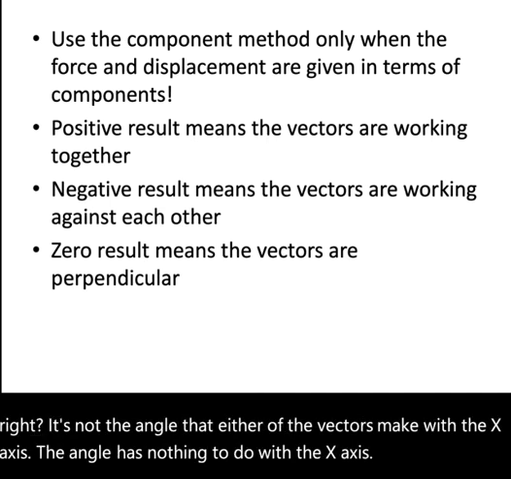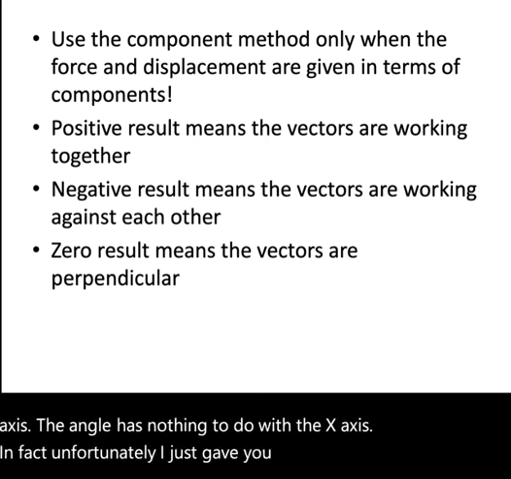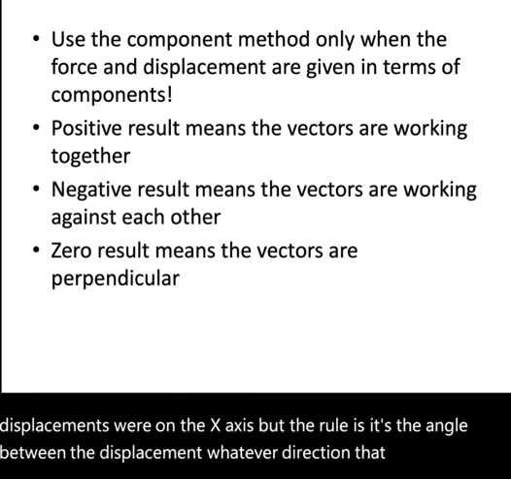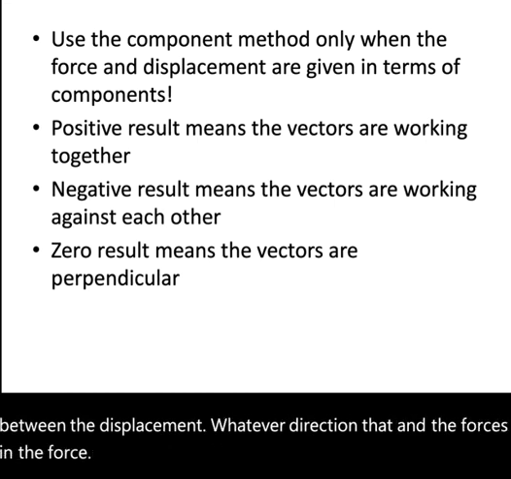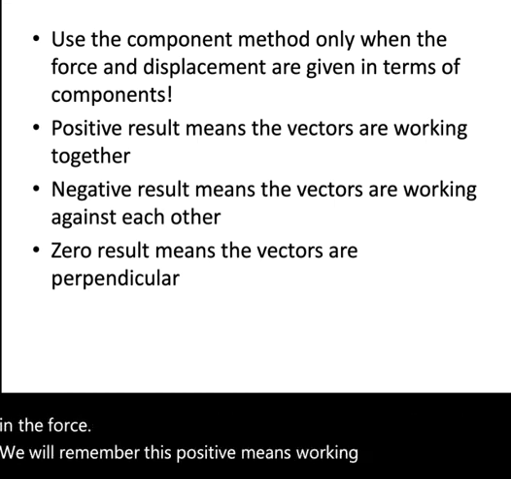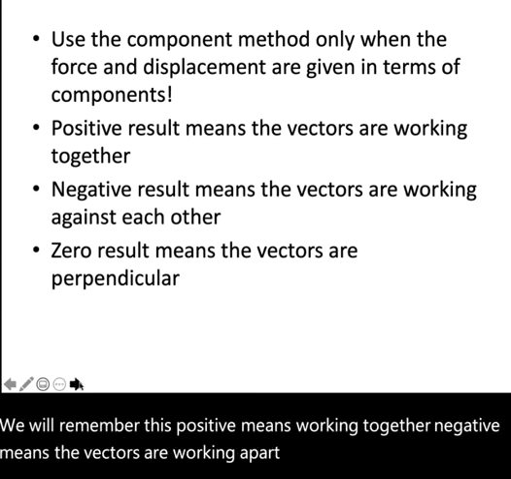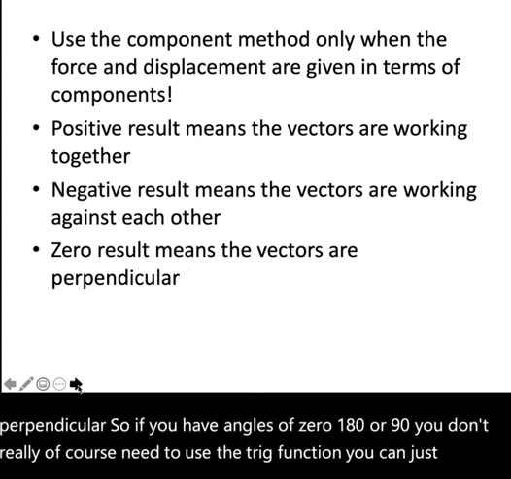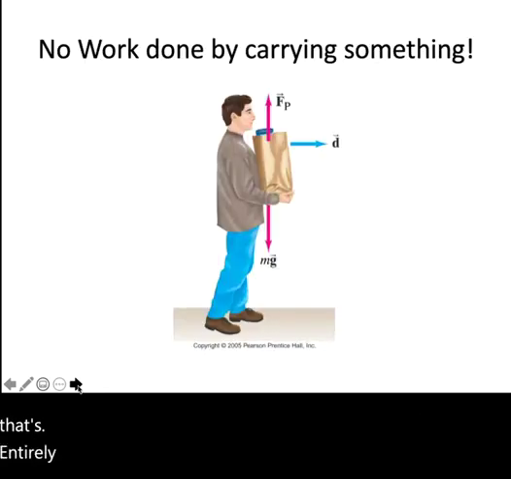In fact, unfortunately, I just gave you examples where the displacements were all on the x-axis, but the rule is it's the angle between the displacement, whatever direction that is, and the force, right? And we went over this. Positive means they're working together, negative means the vectors are working apart, and 0 means the vectors are perpendicular. So if you have angles of 0, 180, or 90, you don't really, of course, need to use the trig function. You can just say, oh, that's entirely positive, entirely negative, or 0.